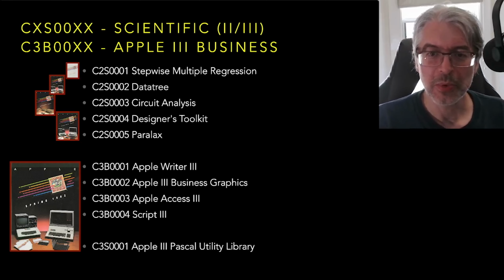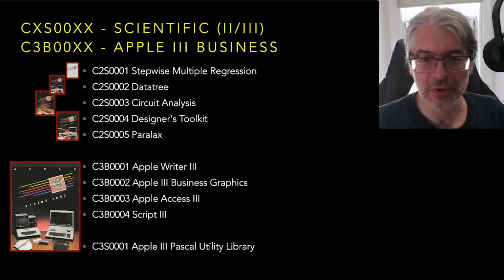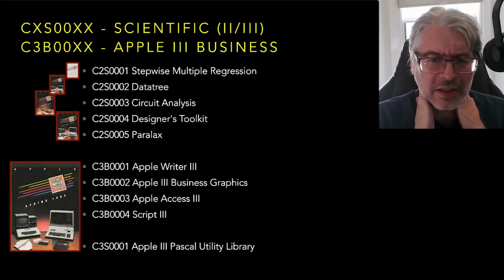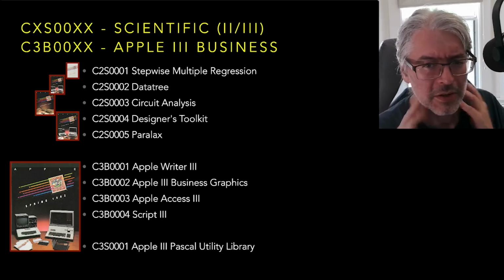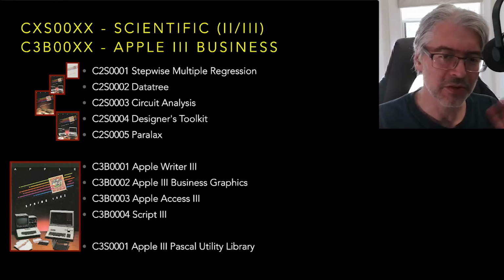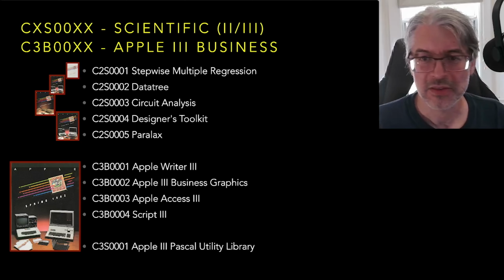The business ones, Apple Writer 3. A lot of these actually came in big boxes. The Apple III things tended to come in big boxes. I think Script 3 may not have had a box, and I'm not sure about the Pascal utility library. I think that also didn't have a box, but the other ones had big boxes, even though they also had the sort of boring manual inside as well. I'll mention that, I guess.